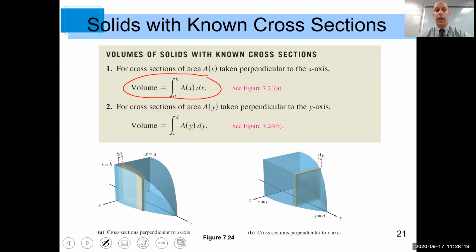It'd be volume equals the integral from a to b of A of x dx. The A of x is the shape of whatever that cross section is. So that could be a circle, a square, a rectangle, a triangle, whatever. If we're doing it with respect to the y-axis, it's the same thing. It's just in terms of y.